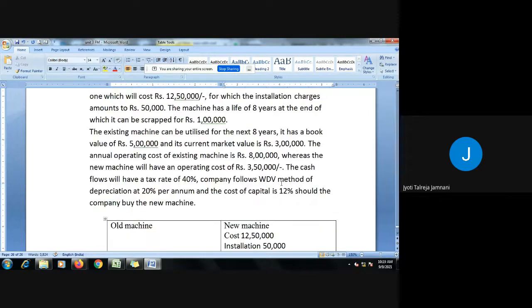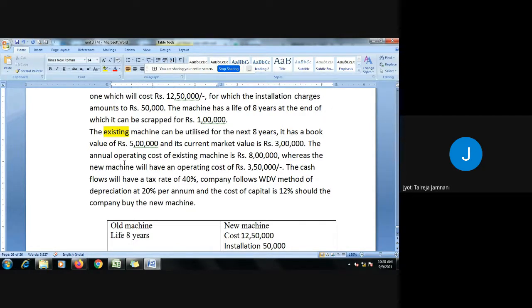The existing machine can be utilized for the next 8 years. Existing means the existing word itself says old machine, which is already there. So it can be utilized for the next 8 years. So here they've given the life of the existing machine, 8 years. I'm just writing down what all is given in the question. It becomes easy to solve after that.